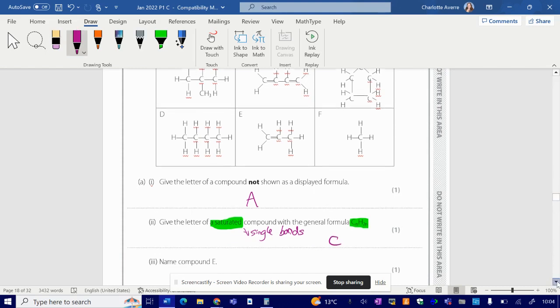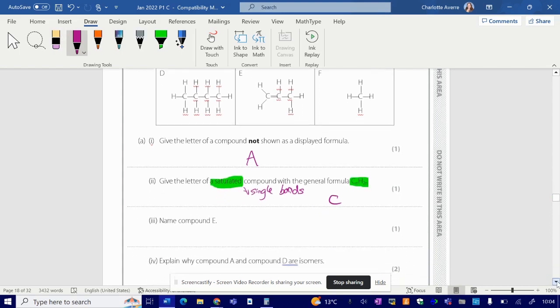Okay, asking you then to name compound E. Compound E is an alkene, so it's going to end in -ene. And it has got 3 carbons, so it is going to be propene.